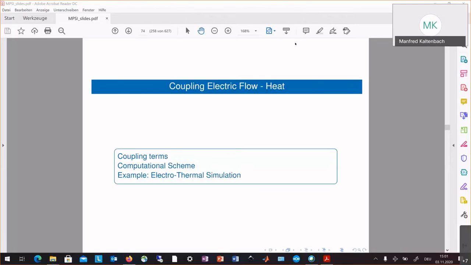Today we will discuss the coupling of the electric flow and the heat, and then we will go further with the mechanical field. And when we have discussed the mechanical field, we will have the full three-field coupling from electric flow, heating being the heating sources, the joule losses to heat up, for example, semiconductors, and then to be able to compute the mechanical stresses coming up in electronic devices.